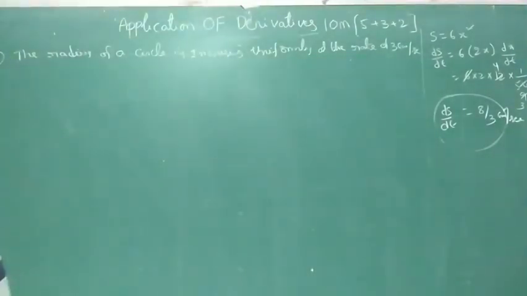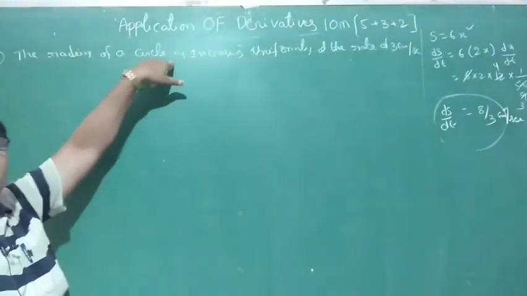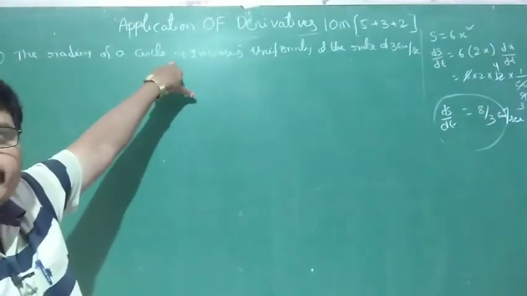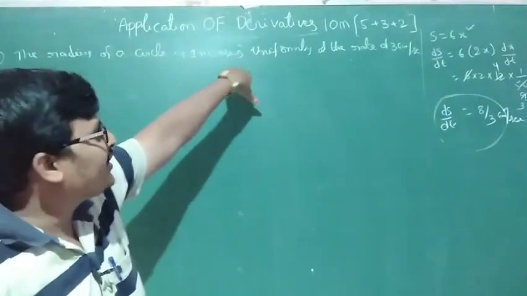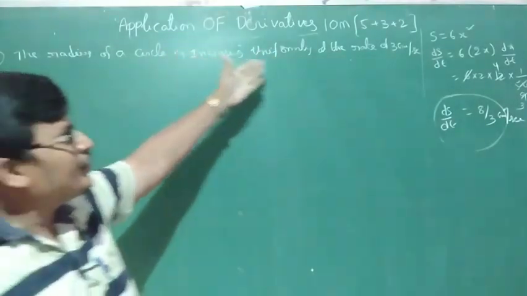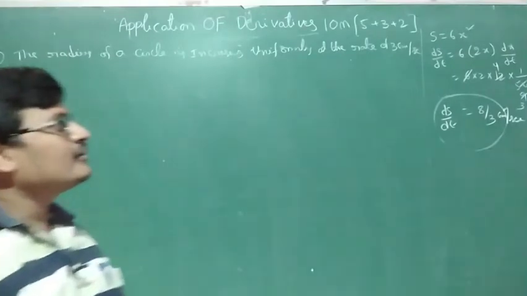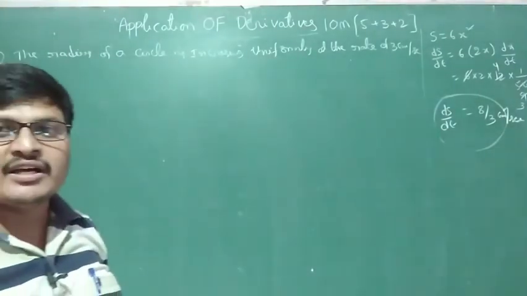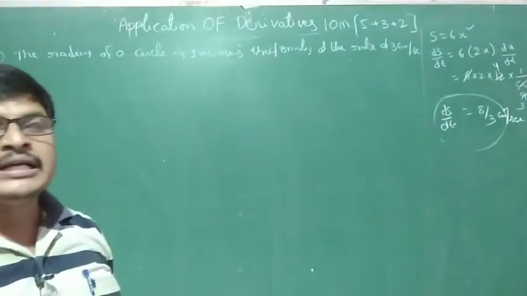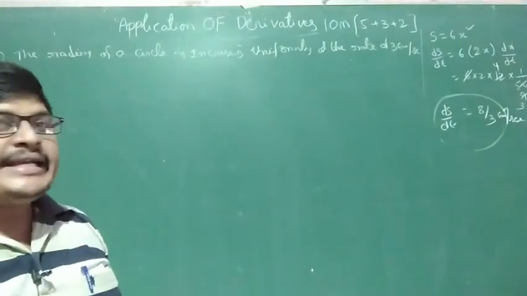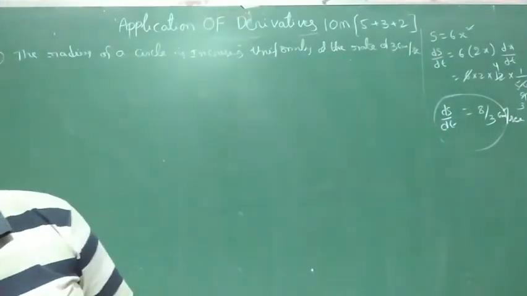Radius increasing rate means the radius of the circle, denoted by r, is increasing, which means rate of change. Uniformly, at the rate of 3 centimeter per second. What will be given? dr by dt is given.